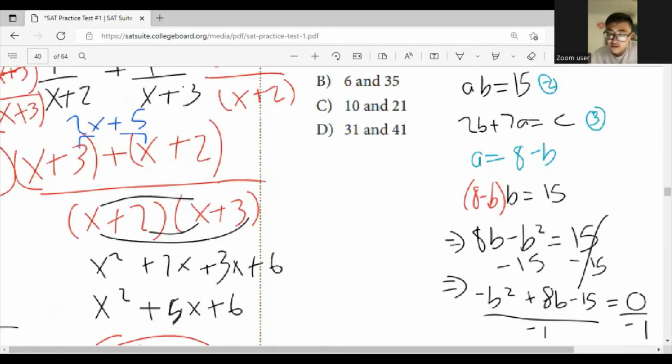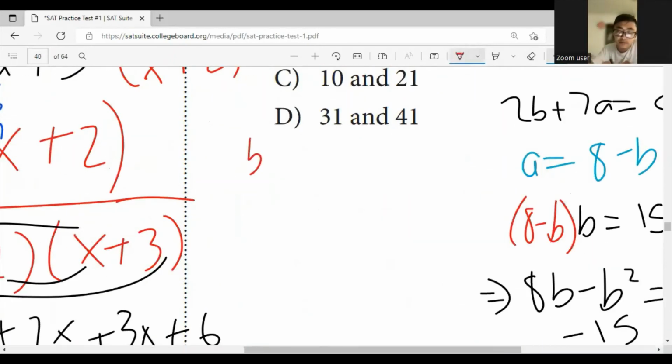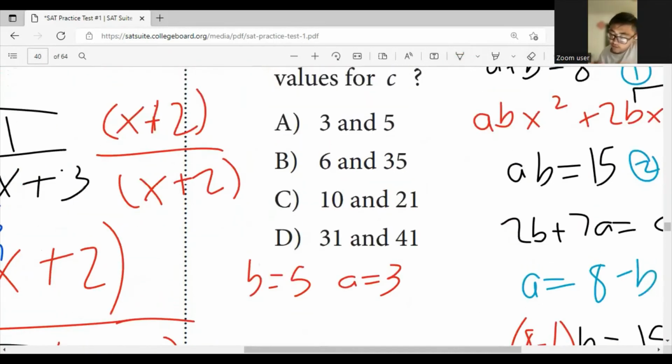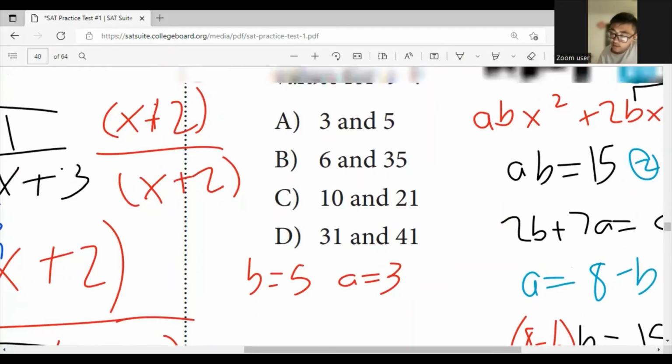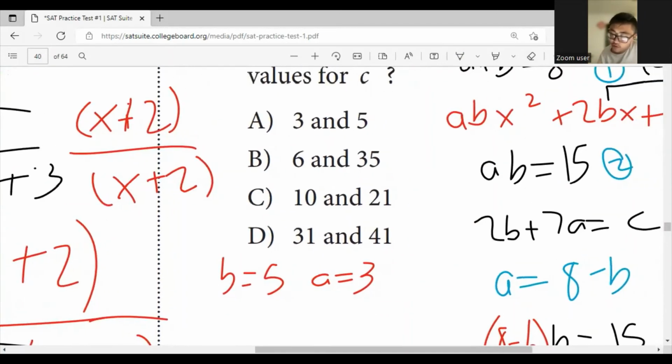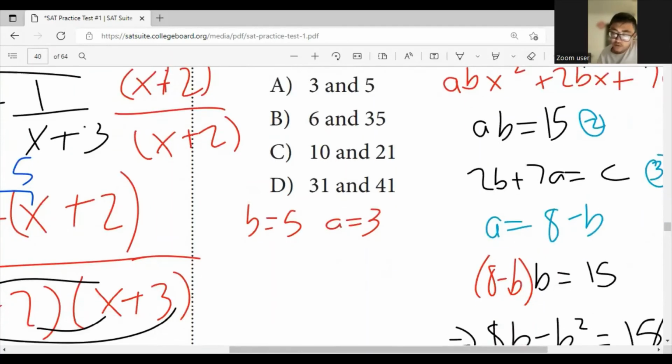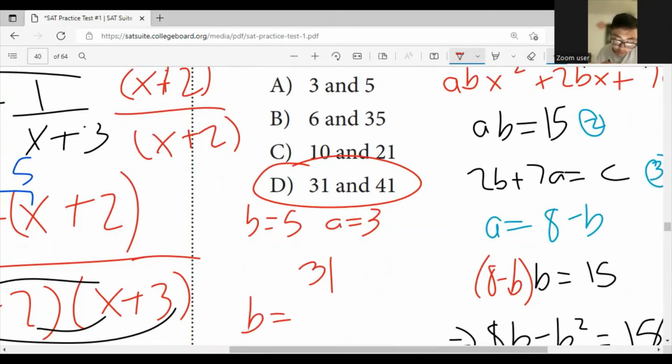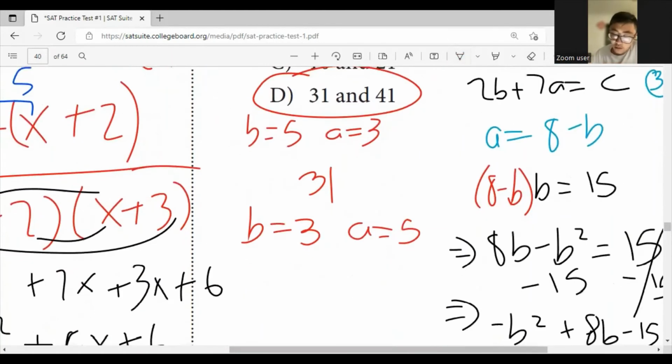So you have 2 instances. Where b is equal to 5 and a is equal to 3, you have 2 times 5 plus 7 times 3, which is 21. So 10 plus 21 is 31. And it's looking like it's D. I don't really have to check the other one, but I can. So b equals 3 and a equals 5, and this will be 6 plus 35, which is 41. Yep. So it has to be D.